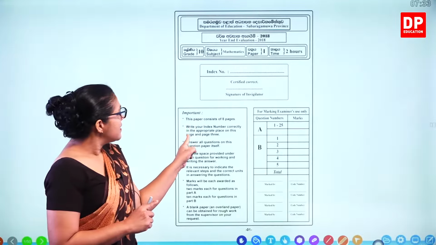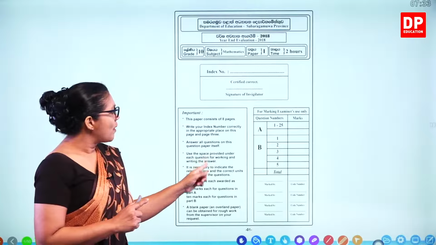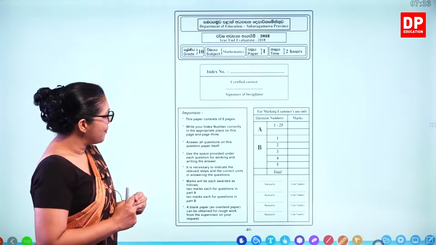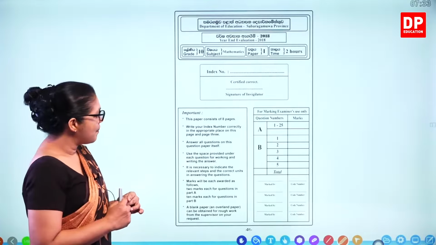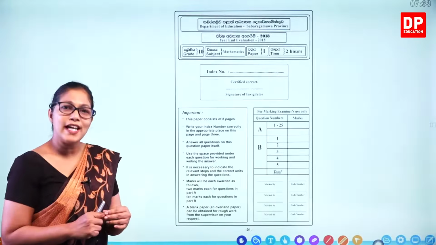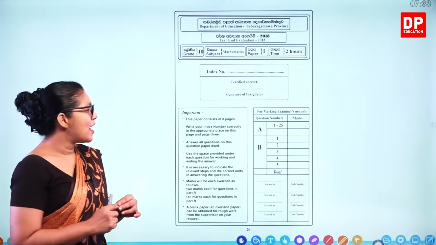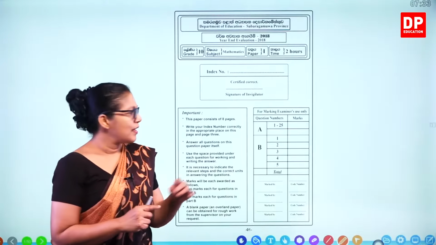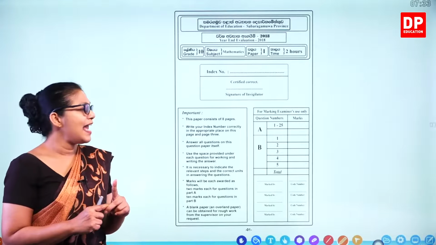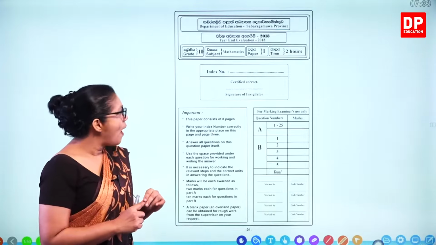It says the space is provided for each question, and you have to write down the answer inside the space given. And you can't ask for line papers for this. When it comes to marks, 2 marks for each question in part A and 10 marks for each question in part B. So what about time? You can spend 2 minutes and 24 seconds for each question in part A and in part B, 12 minutes per question. So let's do paper 1.